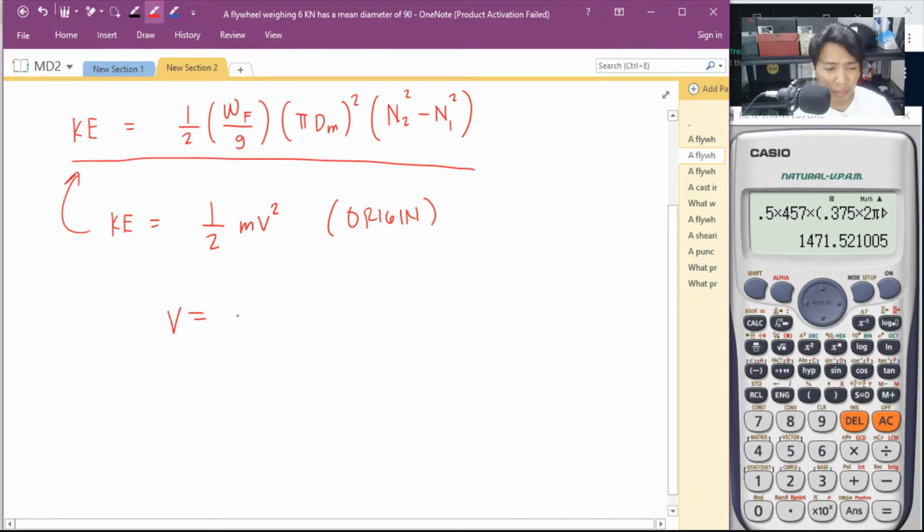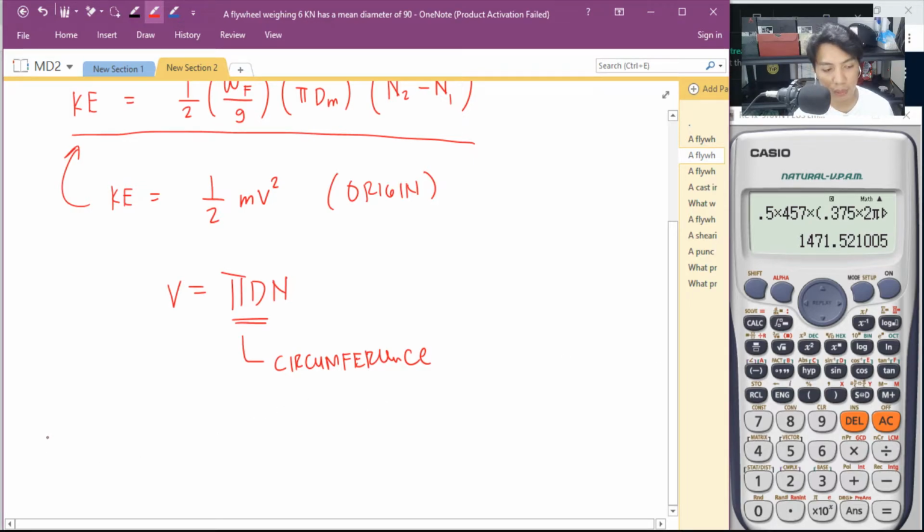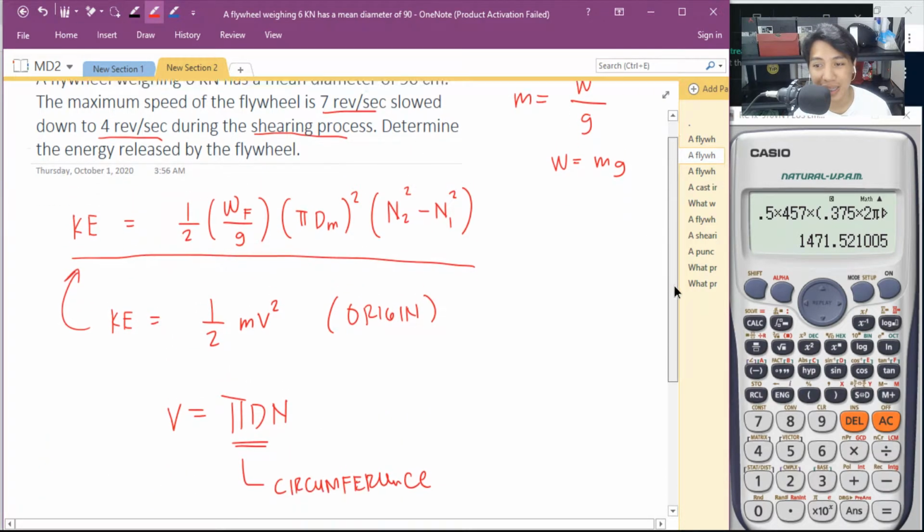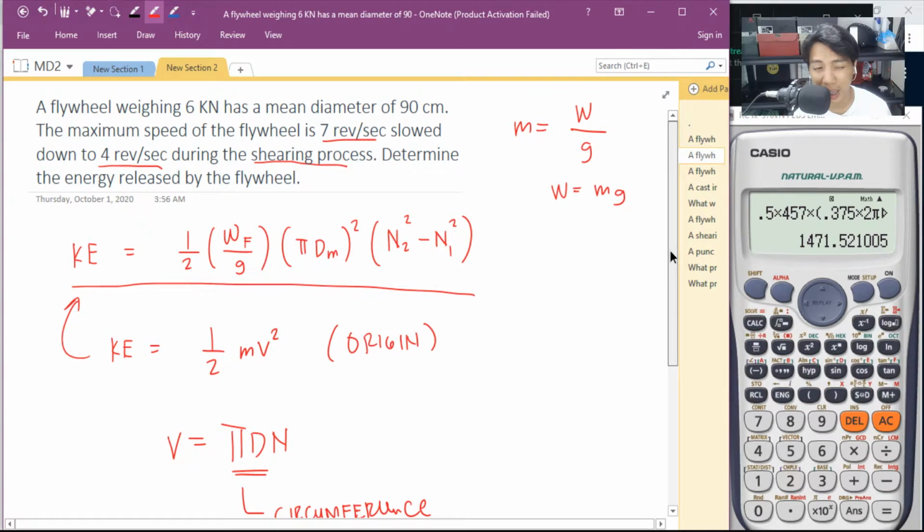Di ba ang V, or the peripheral velocity, or the linear velocity is equal to pi dn. Or, this is the circumference of the rolling body. And, we can now solve for the energy loss. The energy loss is 1/2 multiplied to. Ang binigay sa dyan, 6 kilonewtons. Ang kailangan natin is in newton. Tandaan nyo, this is the weight.